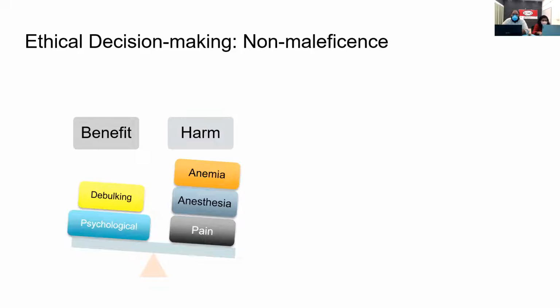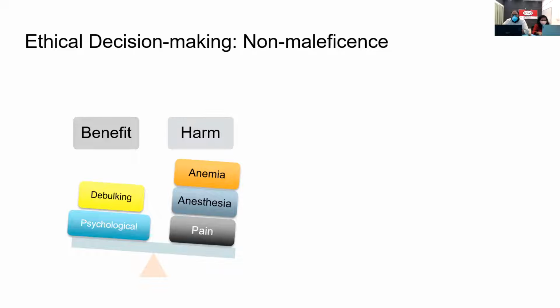So here, let's weigh the 20-year-old osteosarcoma boy's condition. If we go for the surgery, what are the benefits? There is debulking, the mass will be reduced, and they are expecting psychological relief. They believe this removal can help him for long. So there is a psychological benefit and there is a debulking surgery. So the patient may have some symptom relief. Those are the benefits.